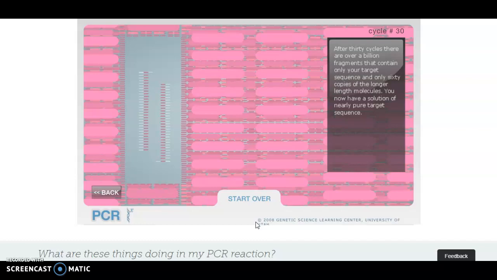So again, you could be saying, okay, so we took a segment of DNA and we made a whole bunch of copies of it. I still don't know why. Once again, the whole reason we're making copies is to study it.